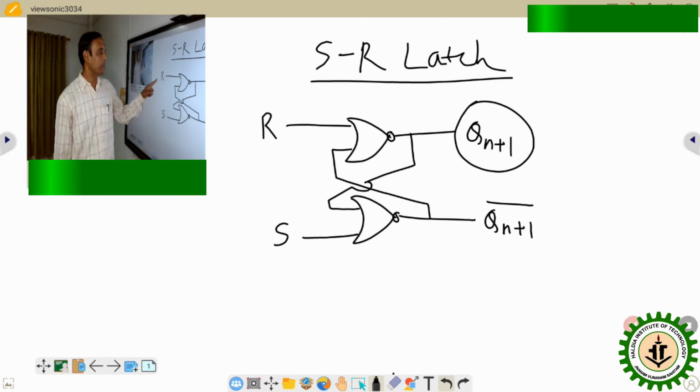Here R is the input, S is also the input. So two inputs and two outputs, among them one is the main output and another is the complement of the main output. Now what will be the characteristics table of this latch, that we will see.